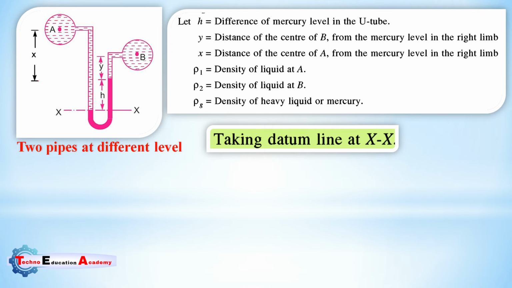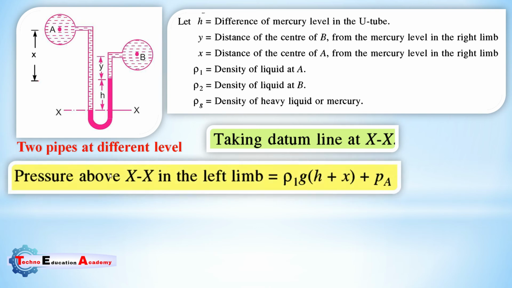Taking datum line at XX, this is the reference line or datum line. Pressure above XX in the left limb. This is the left limb and this is the right limb. As we know, pressure depends on rho, the density of the fluid, g, the gravitational acceleration, and h, the height, or we can say the liquid column in the manometer.